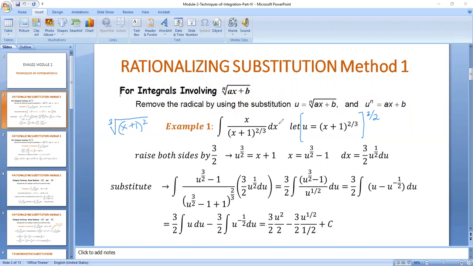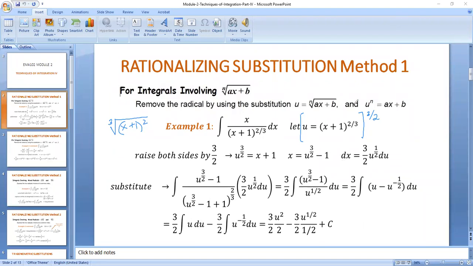Now how do you do that? From the x that you have here, you do differentiation of the left side and the right side of the equation. So you will have here dx equal to, so you use power rule for this, that would be 3/2 u raised to 1/2 du. The derivative of this -1 is just 0 because it's a constant.